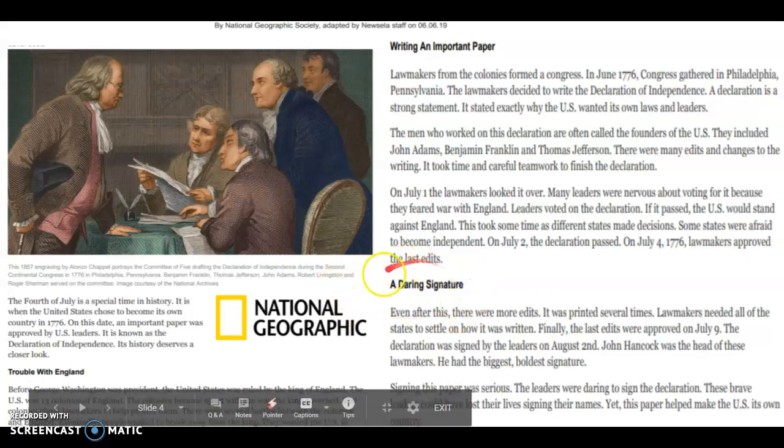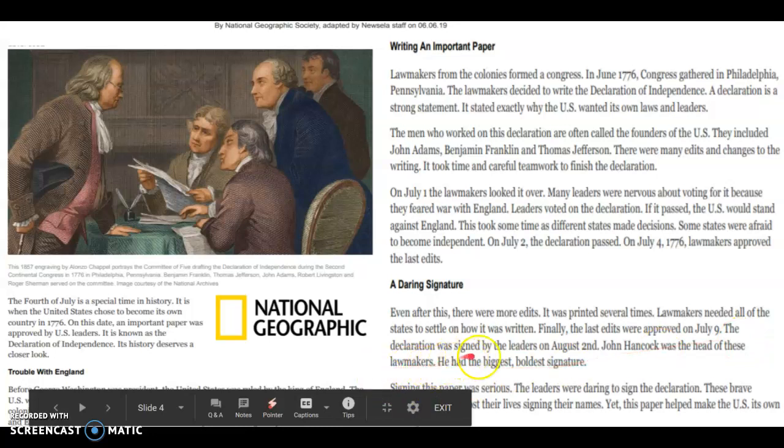And the last section is called a daring signature. Even after this, there were more edits. It was printed several times. Lawmakers needed all of the states to settle on how it was written. Finally, the last edits were approved on July 9th.